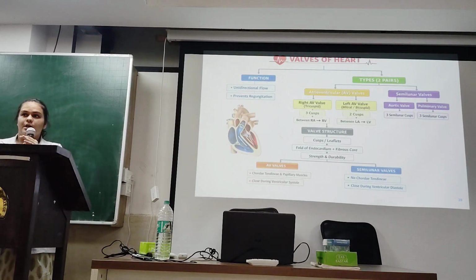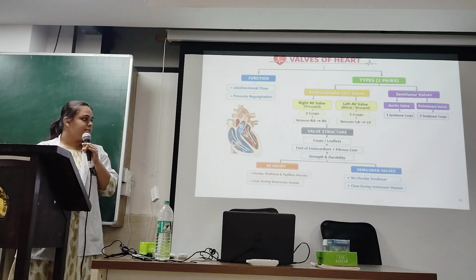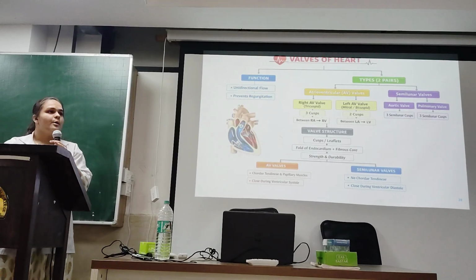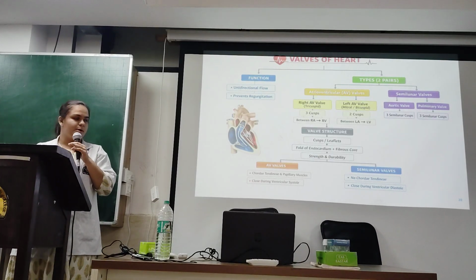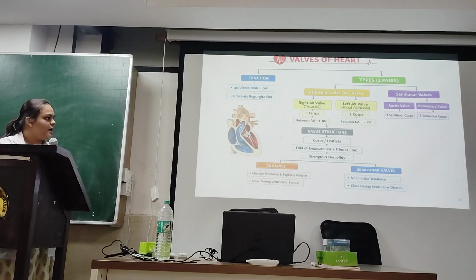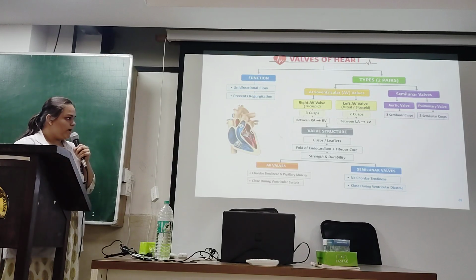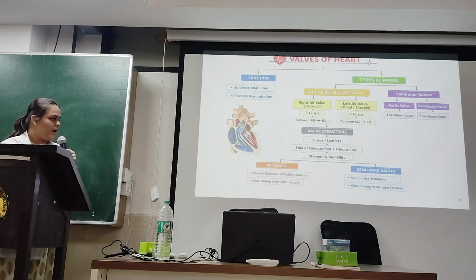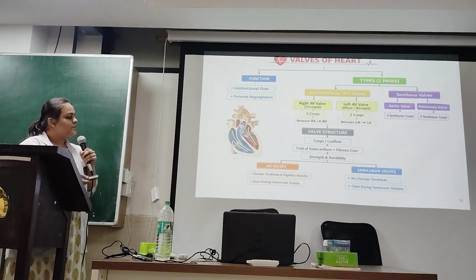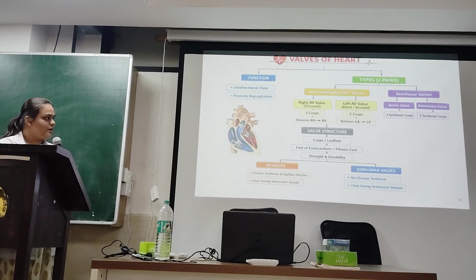The AV valves, for their mechanism, have chordae tendineae, whereas the semilunar valves don't have chordae tendineae. We will discuss the role of chordae tendineae in the subsequent slides. As you can see in the GIF, as the ventricle is systoling, the semilunar valves are opening and the AV valves are closing. And during ventricular diastole, the semilunar valves will close and the AV valves will open.